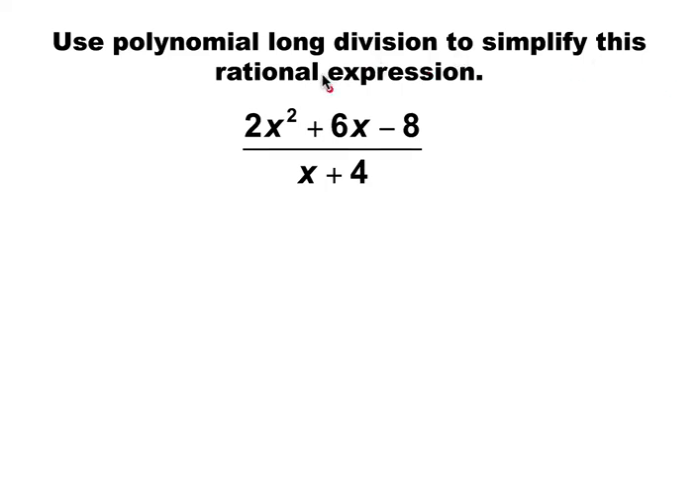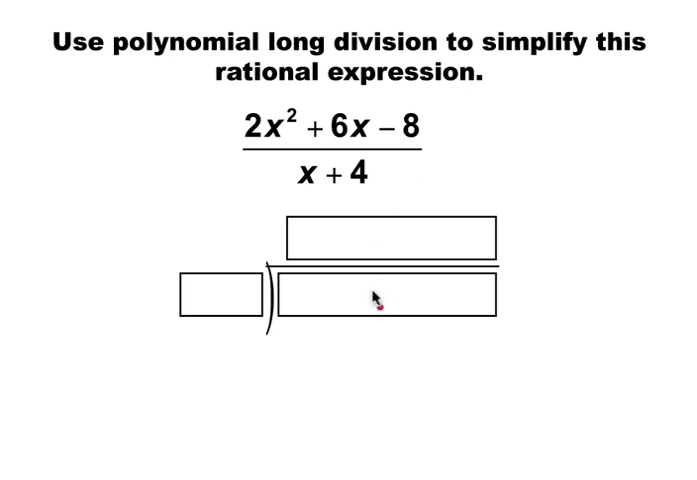Use polynomial long division to simplify this rational expression. A rational expression is the ratio of two polynomials where the polynomial in the denominator cannot be zero. To use polynomial long division to simplify this rational expression, divide the numerator by the denominator. We'll use this template to do the long division.